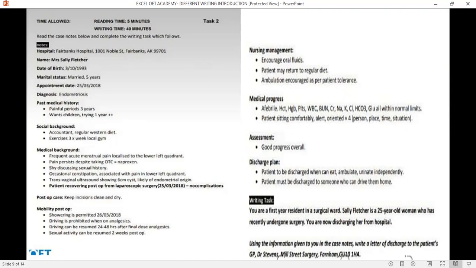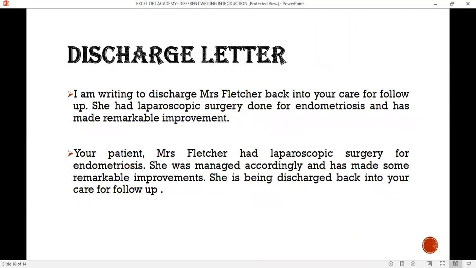So now, how do you write an introduction for this? Look at the first one: I am writing to discharge Mrs. Fletcher back into your care for follow-up. Look at this, back into your care for follow-up. It means that the person you're writing this letter to is a known GP. That means Mrs. Fletcher knows that GP, and she knows the hospital. That means you're discharging Mrs. Fletcher back to where she receives GP care.